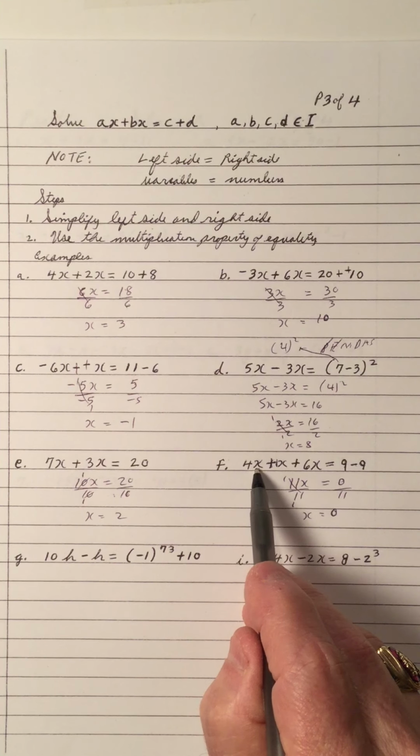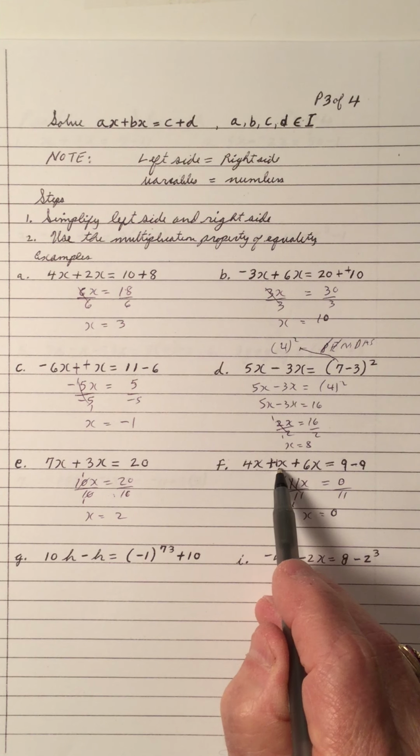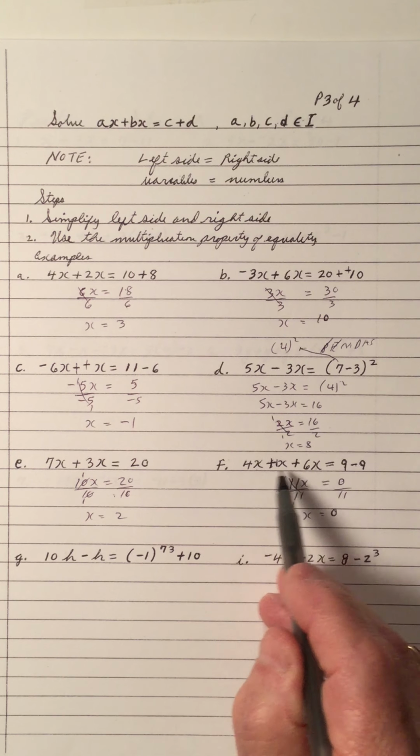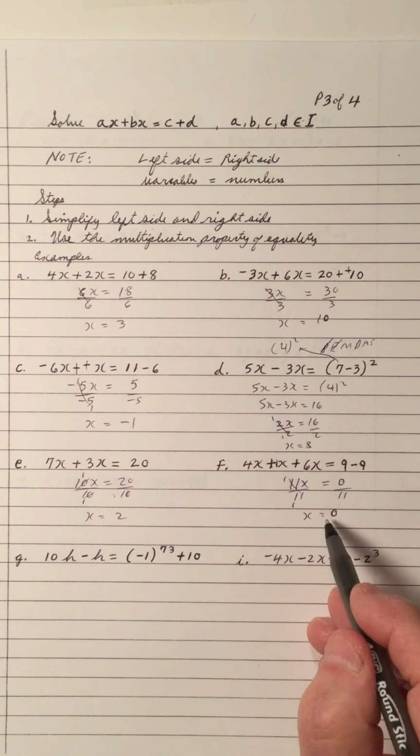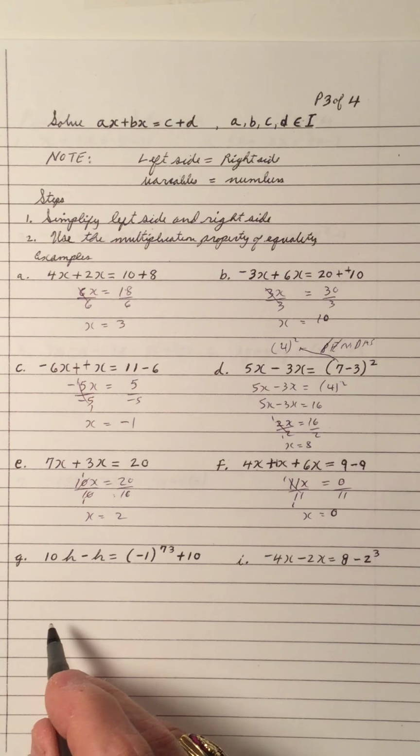So if you put a 0 there, you get a 0. Put a 0 there, you get a 0. 6 times 0 is 0. And 0 added up is 0. And you get a 0 on that. So 0 is the answer to this problem.